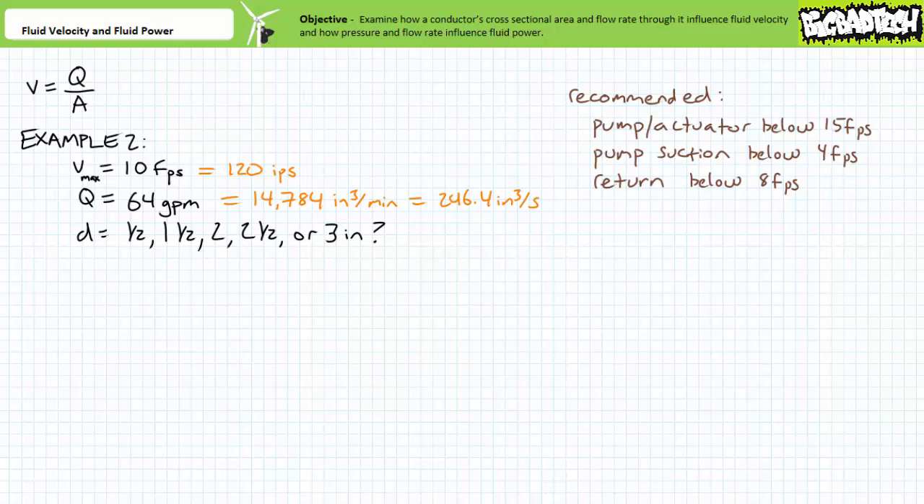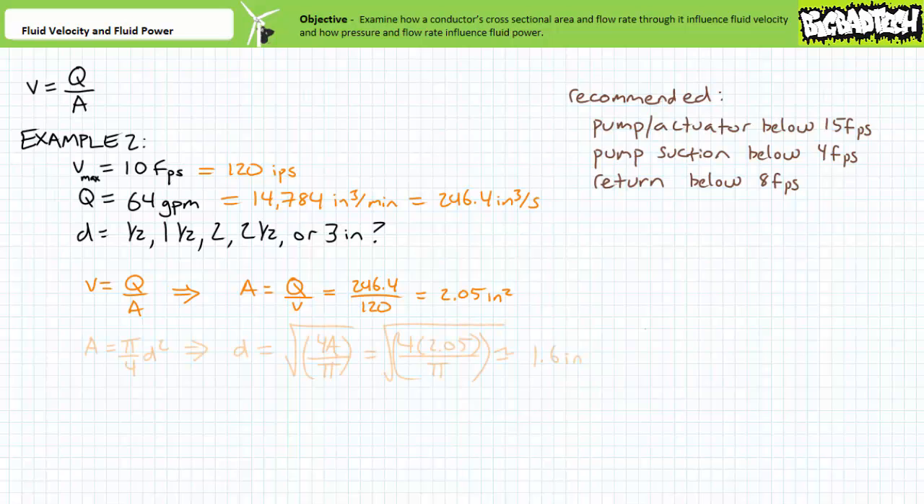10 feet per second is 120 inches per second. 64 gallons per minute is 14,784 cubic inches per minute, or approximately 246.4 cubic inches per second. Almost a gallon a second. Like I said, this is a lot of flow. Rearranging our relationship suggests that area is equal to flow rate over velocity. Substituting in the necessary values yields a cross-sectional area of approximately 2.05 square inches. Solving for diameter, diameter equals the square root of 4A over pi, yields approximately 1.6 inches.